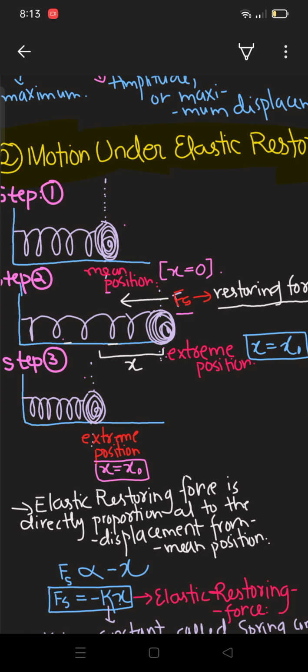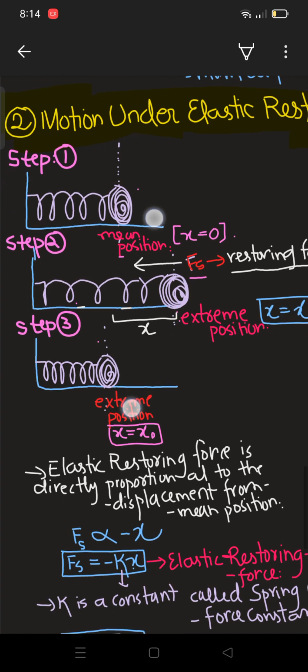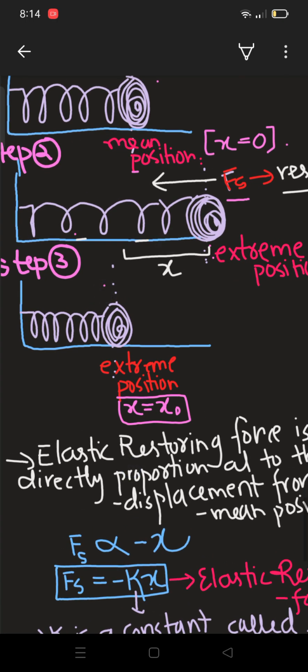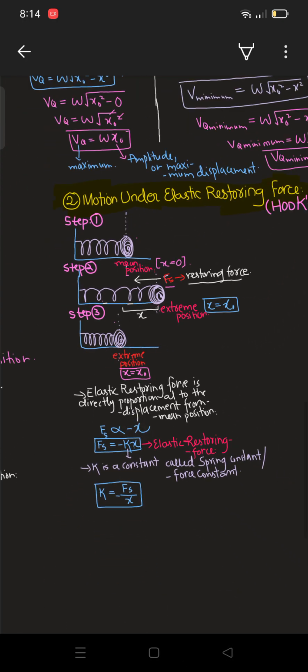Then when we're gonna leave that body, now this body will gonna have a restoring force which will gonna restore the position of this body. But we know that it will not directly go to the mean position, it will cover some extra displacement, right? So it will be again on its extreme position. So we have understood by the help of these 3 steps.